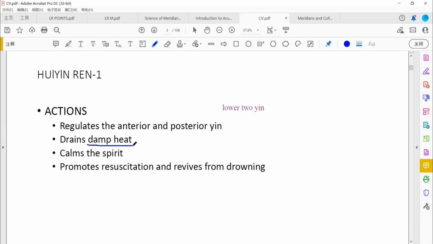Drains damp heat. We can use it as a local point. As we talked about, dampness is heavy, right? When it's heavy, it tends to go downwards, to the lower jiao. Think about the lower jiao: uterus, bladder, anus, the genital region. So damp heat, because it is heavy, more easily attacks the lower jiao.